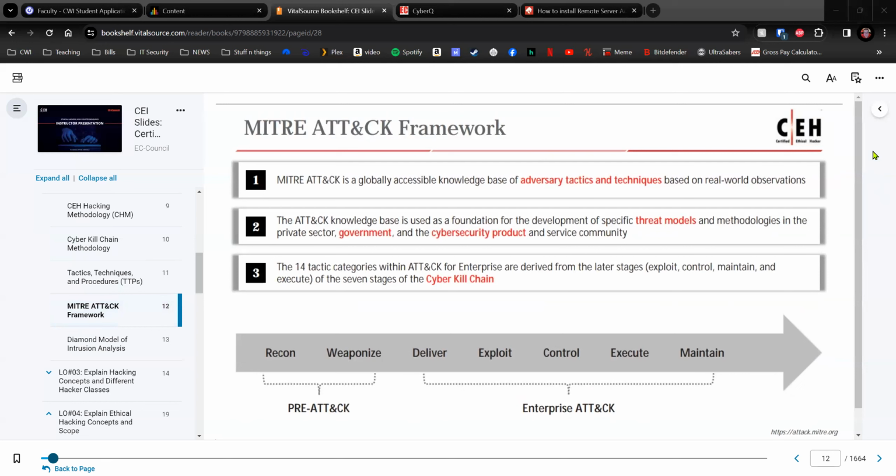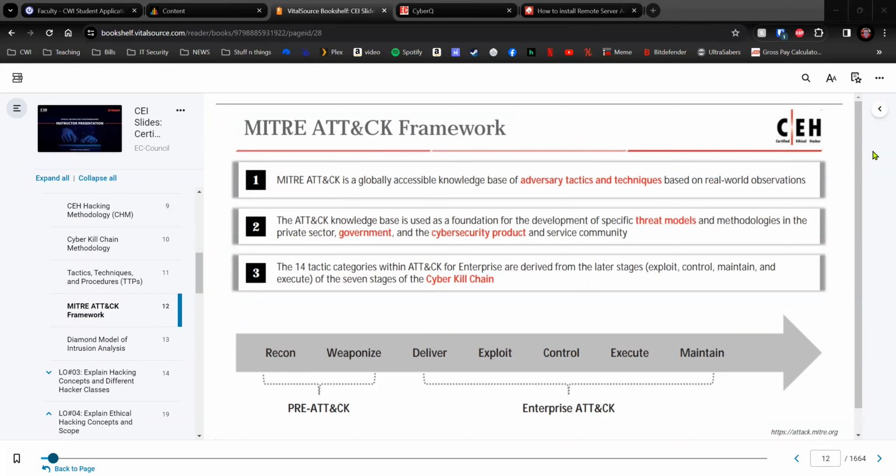So this is a globally accessible knowledge base of adversary tactics and techniques based on real-world observations. The ATT&CK knowledge base is used as a foundation for the development of specific threat models and methodologies in the private sector, government, and the cybersecurity product and service community. The 14 tactic categories within ATT&CK for Enterprise are derived from the later stages, exploit, control, maintain, and execute, of the 7 stages of the cyber kill chain.